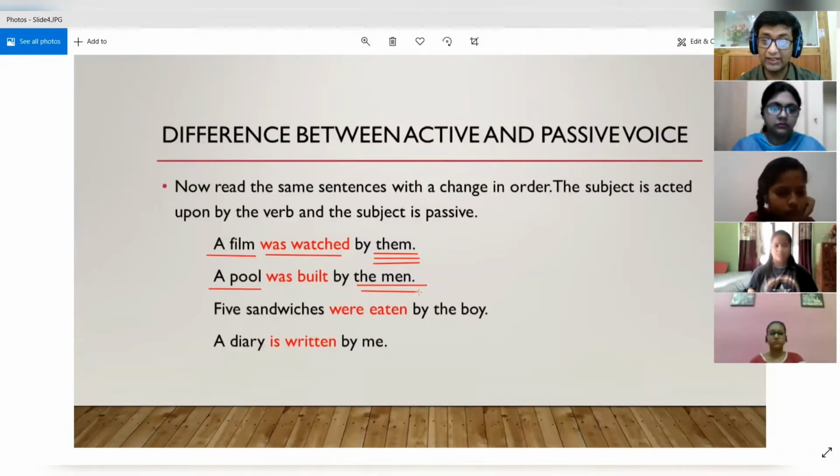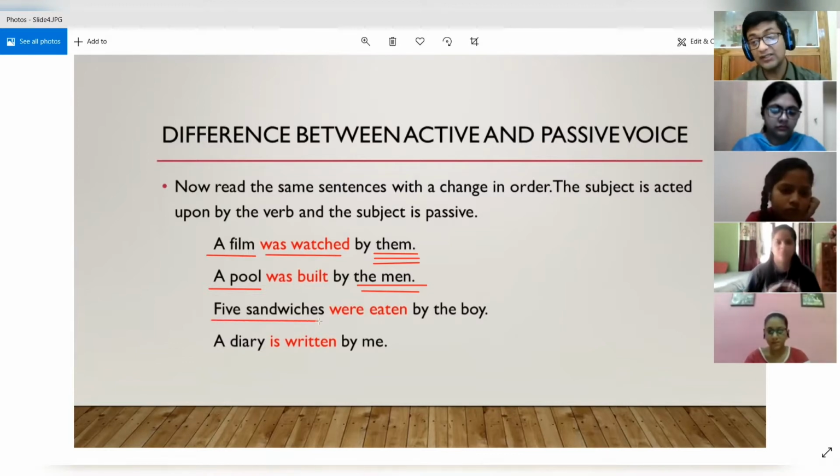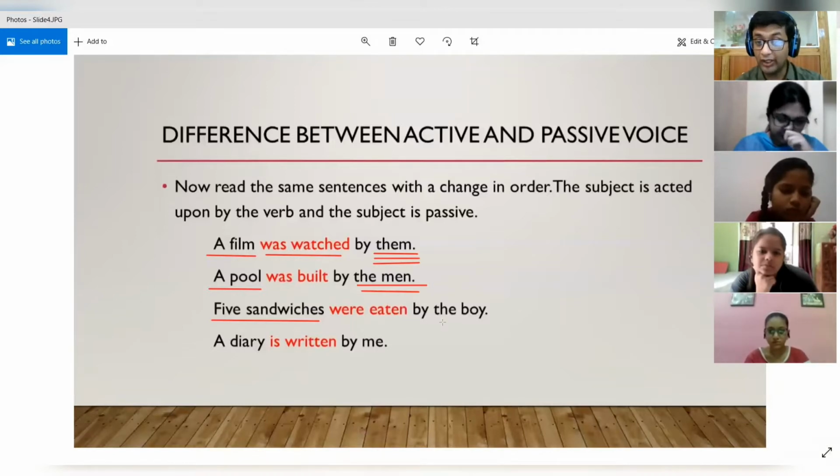So here in these sentences, you can see that the object is working and the subject is passive. In the previous sentences, what was happening? The men were building the pool. So the men, the subject of the sentence, was active. Now see, 5 sandwiches were eaten by the boy. So in this case, again, you will find that 5 sandwiches, which was the object in the previous sentence, now has become the subject of the sentence. And the boy was the subject and he was active. Here the boy has become the object of the sentence, right?